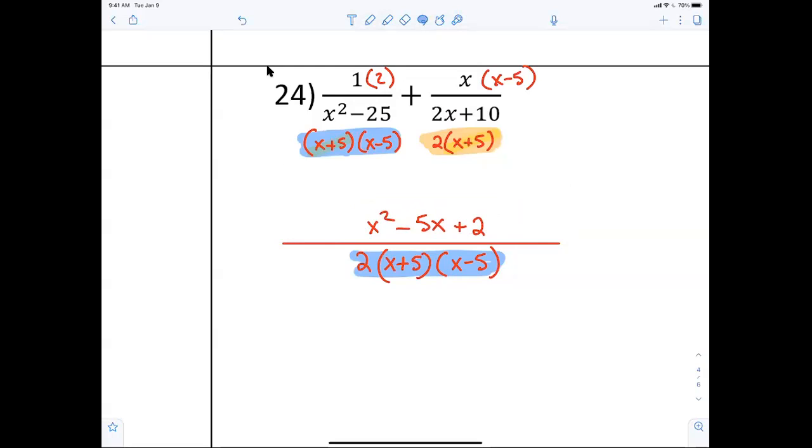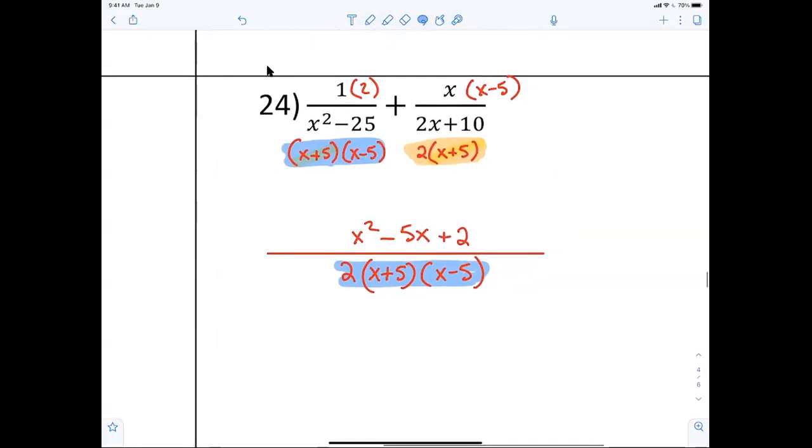All right, moving on. Wait, hold on. I thought that the denominator was just x. That's what's common. You're right.